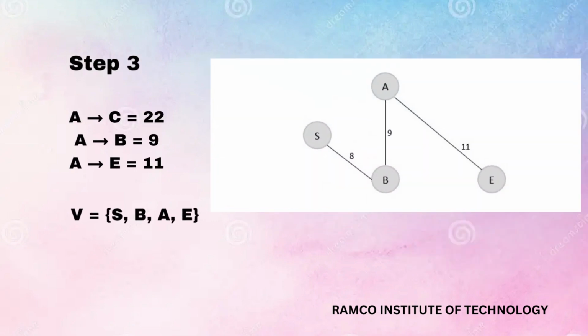Since A is the last visited, check for the least cost edge that is connected to the vertex A. A to C has weight 22, A to B has weight 9, A to E has weight 11. Among these edges, A to B has the minimum weight. Already we have added the edge A to B into the graph, so check for the next least cost edge. The next least cost edge is A to E. So A to E is added into the output graph, and the vertex E is added to the output array. So the output array contains S, B, A, E.